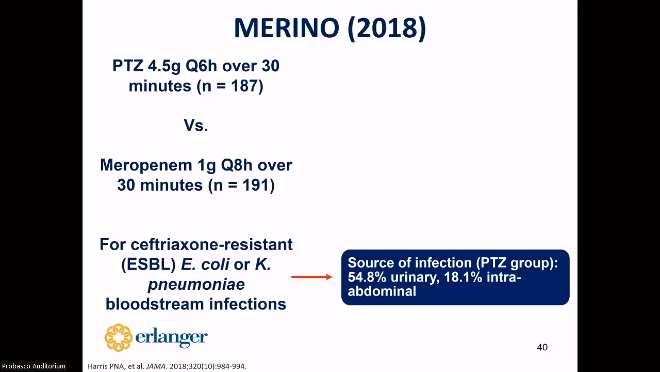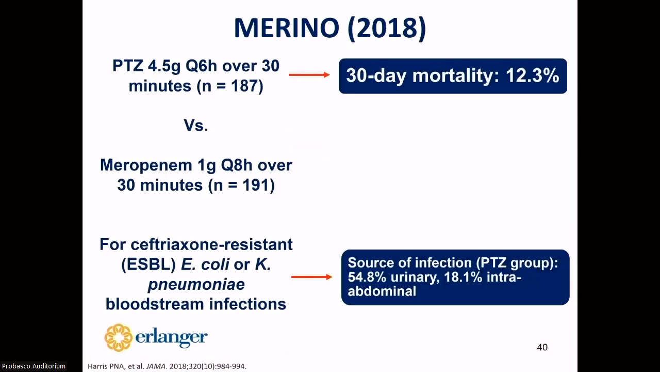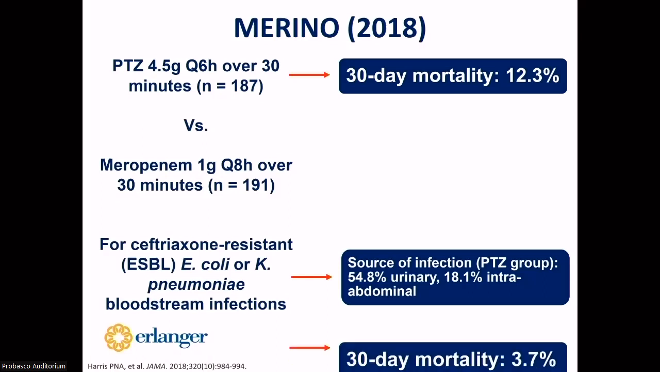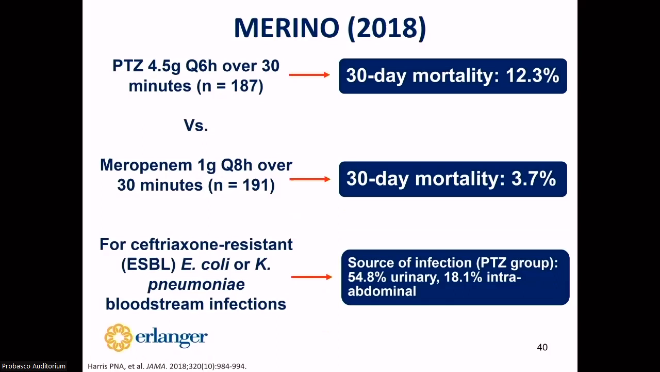ESBL E. coli or Klebsiella pneumoniae bloodstream infections. I did want to point out for the pip/tazo group, half of them were of the urinary source, and then the runner-up was intra-abdominal source. So when looking at outcomes of 30-day mortality, this was seen in 12.3% of the pip/tazo group, 3.7% of the meropenem group, which was a statistically significant difference.